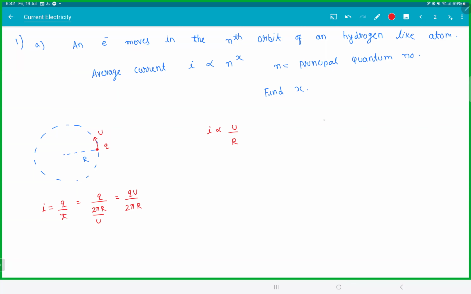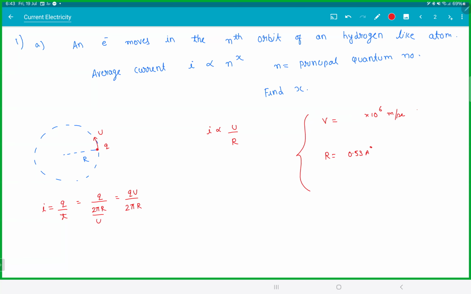Now you should know this. The speed v is equal to v naught into z by n. Remember? The velocity of an electron in the orbit is given by v naught z by n. This comes from atomic structure. And what about the radius? R is equal to 0.53 angstroms into the value. I don't know whether you remember or not. 2.16 into 10 power 6. Now I remember. In meter per second.